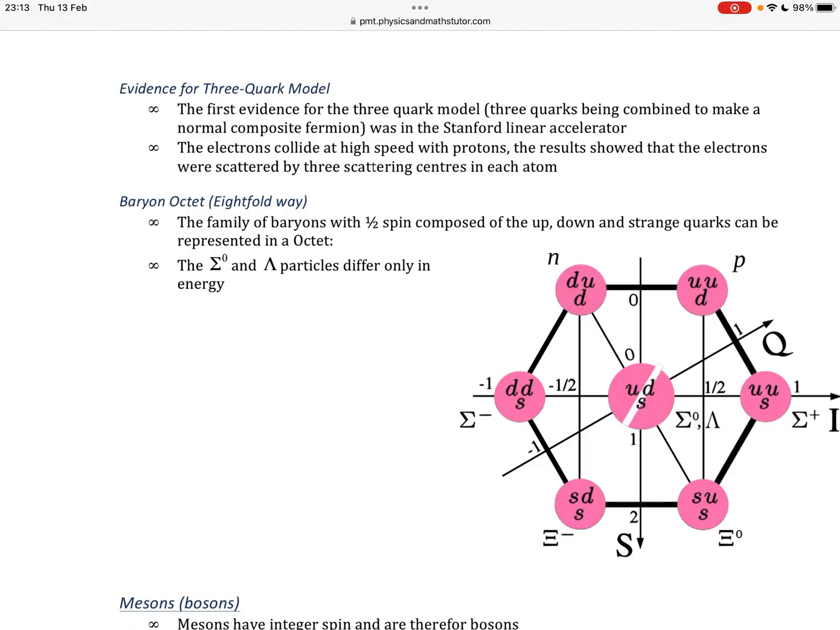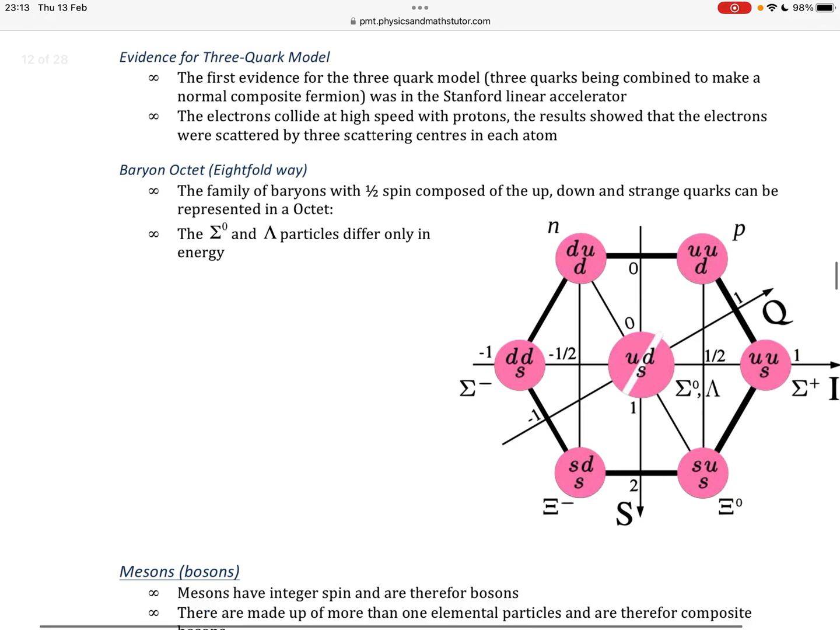What about the baryon octet, which is the 8-fold way? The family of baryons with half spin composed of the up, down, and strange quarks can be represented in an octet. These particles differ only in energy.